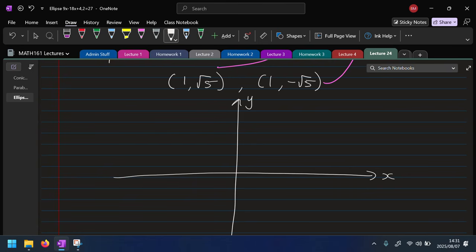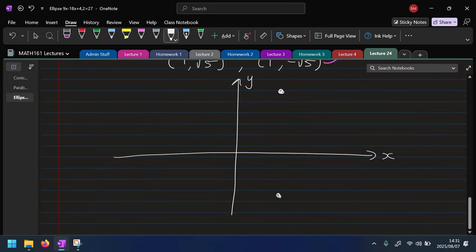Okay, so we've got x and y. Let's fill in our top and bottom vertices. So it'll be 1 and 3, and then 1 and -3. So there and there. Okay, so the ellipse must be stretched between those 2 points. So it'll be something like this.